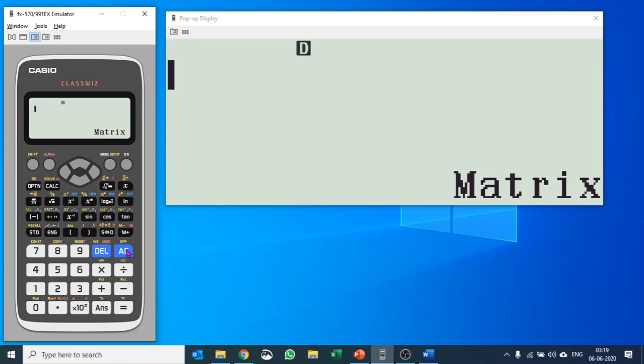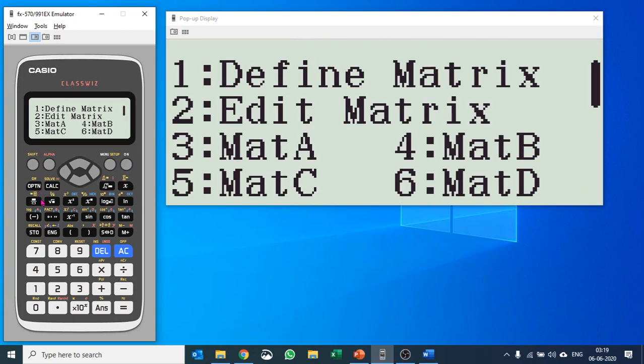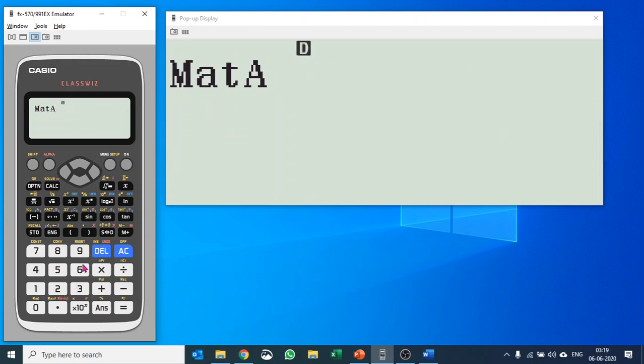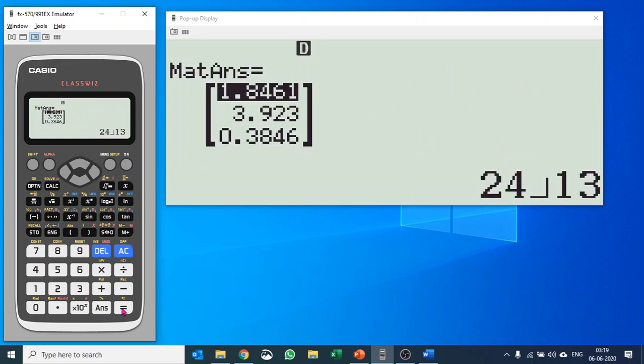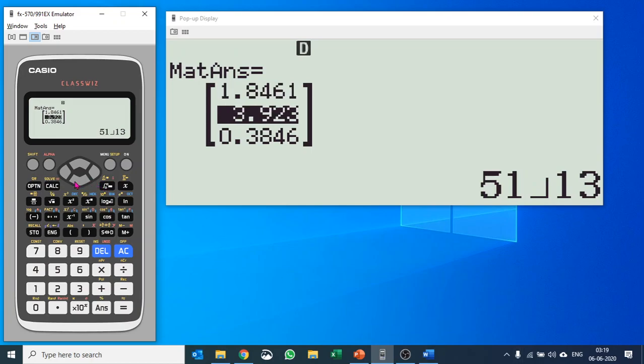So at this point, if I calculate A inverse times B, then I should be able to find that answer. So I'll just straight away go and select my matrix A. I'll make it matrix A inverse times matrix B, and voila, I have the answer: x is 1.84, y is 3, and z is 0.38. You can see the fractional form as well.